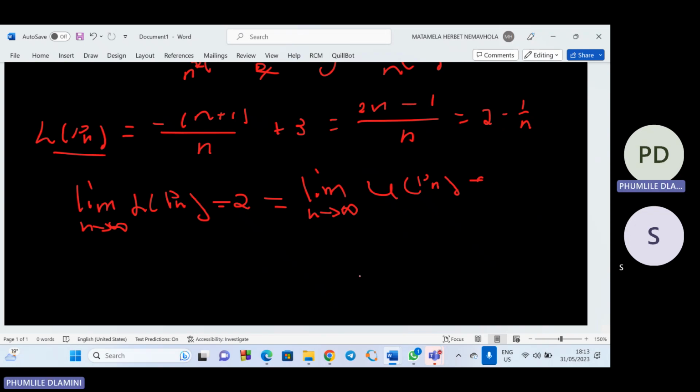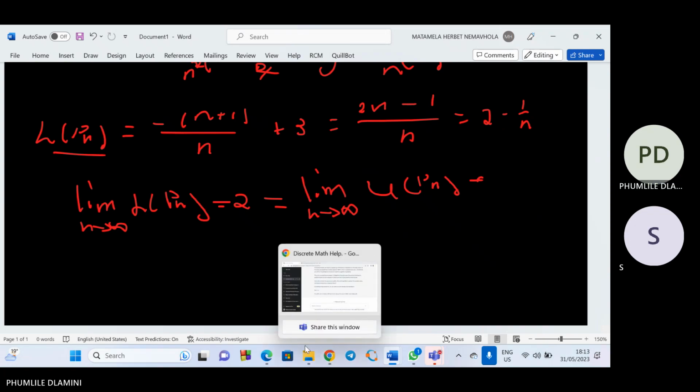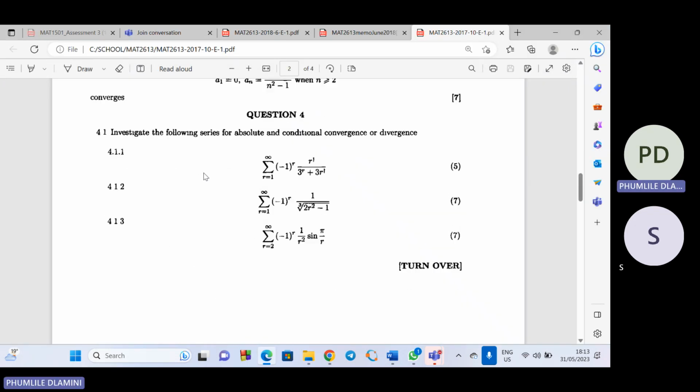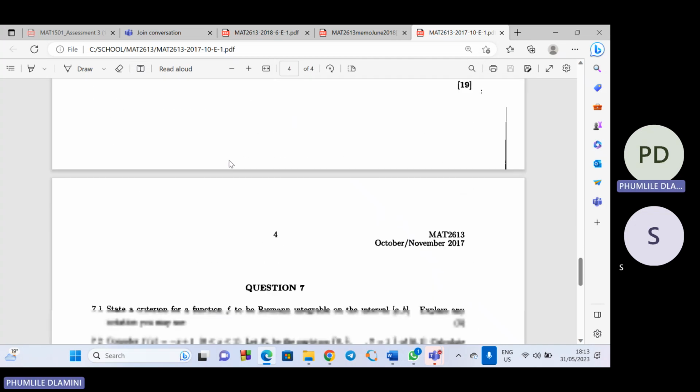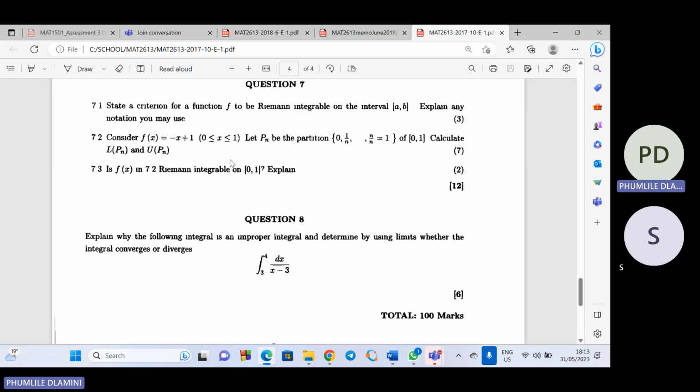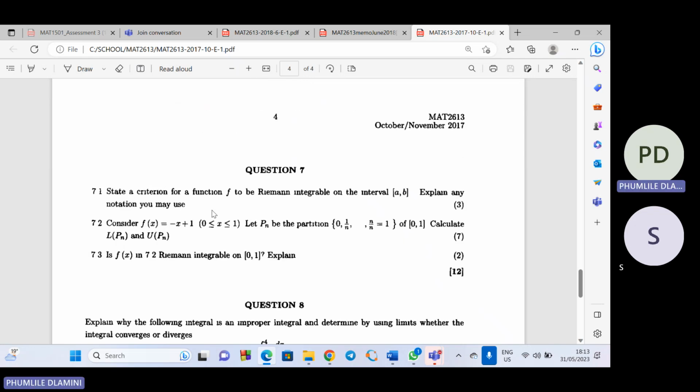Then we can randomly select another one. This one I think is the same as this one and this one. Let's take this one here. I know that these questions are going to be in the last questions. So the last question here, question 7, state a criteria of a function f to be Riemann integrable.